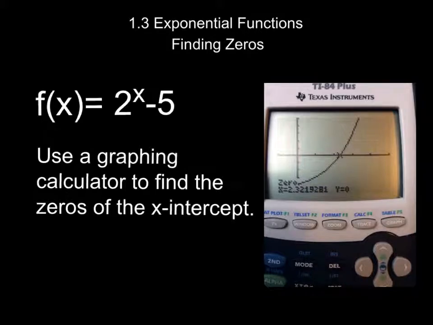Alright, so now we're going to move on to how to find zeros for an exponential function. And our example is 2 to the x minus 5. So in order to do this, you need to use a graphing calculator to find the zeros, or the x-intercept. If you don't remember how to do that, you can put in your equation under the y equals button, and then go to Graph, second, Trace, go to 2, 0, plug in a point that's below the x-axis, plug in a point that's above the x-axis, click Continue, and you get your 0 to be about 2.32.